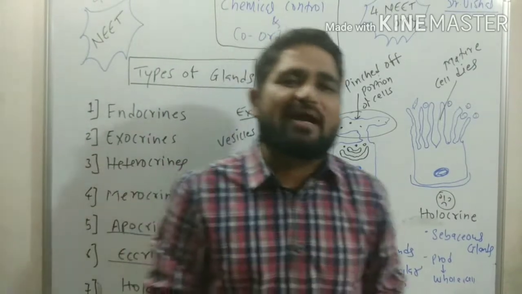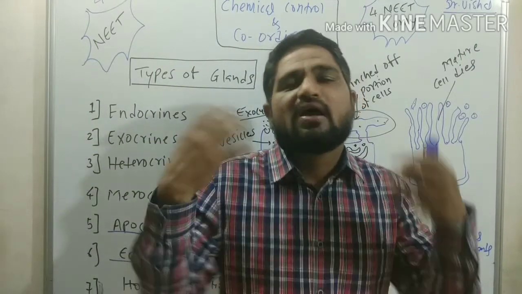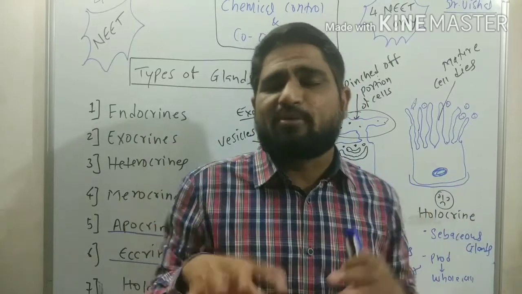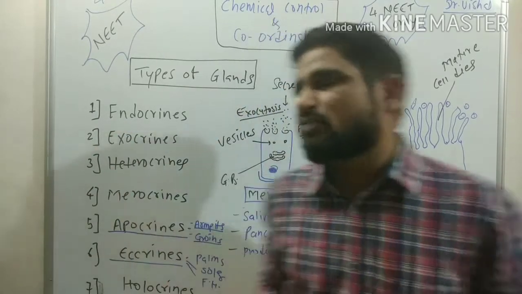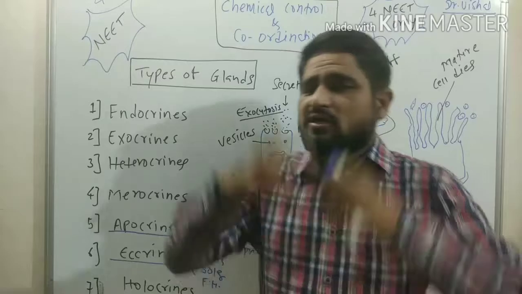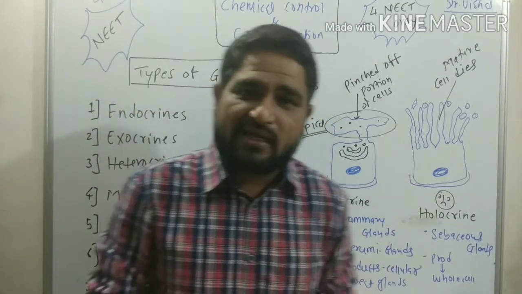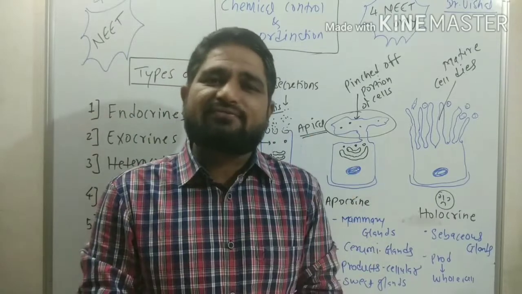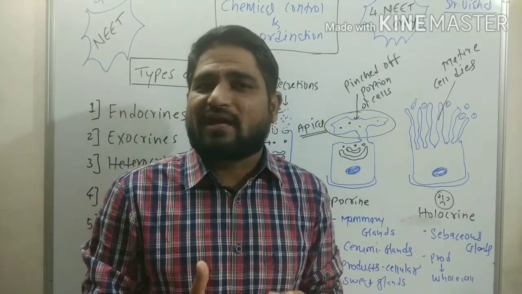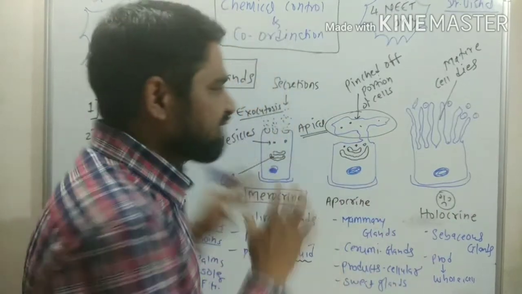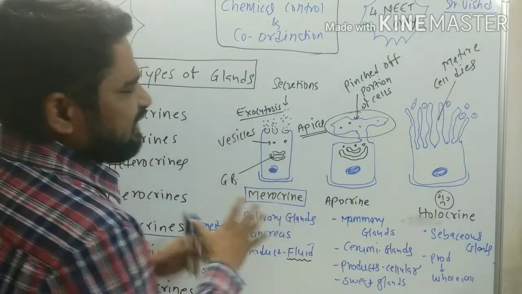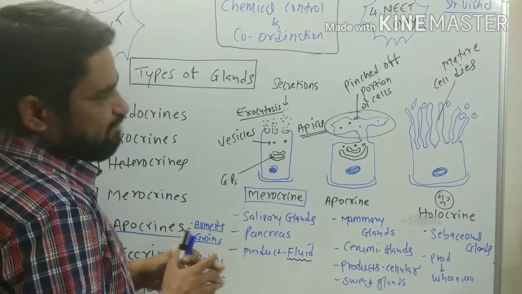This is just an additional topic. It's actually not part of chemical control and coordination. But it is important for NEET, because when we discuss NEET MCQs, many times you see holocrines, apocrines, ecrines, and merocrines in the options and you get confused about what these different glands are. That's why it is important to discuss the different types of glands in our body.